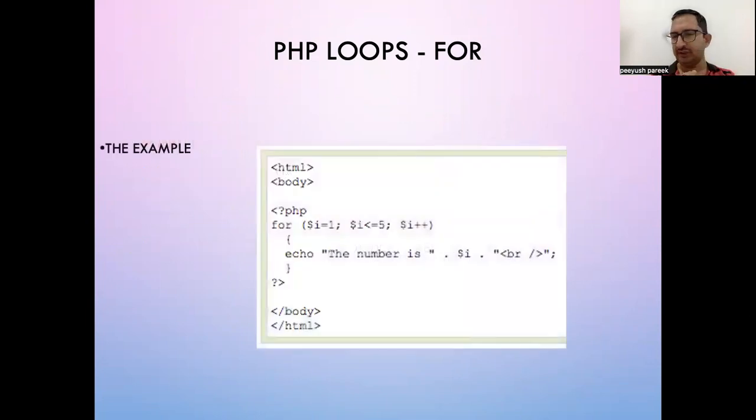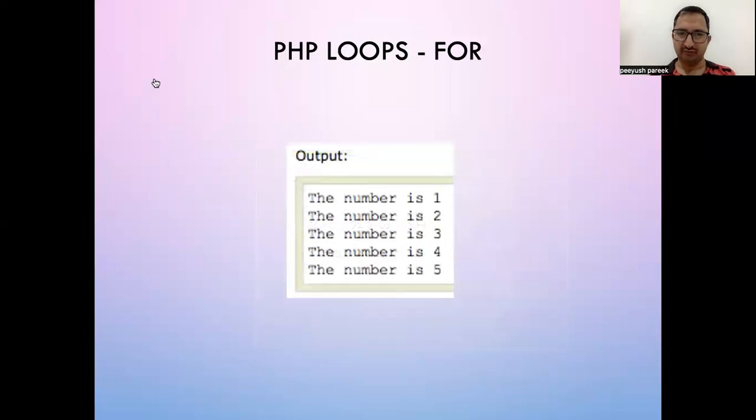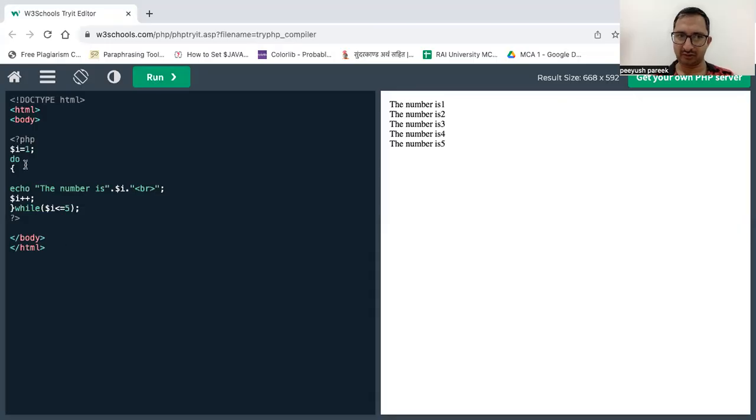See the example. In this example, we have written $i equals 1, $i is less than or equal to 5, and $i plus plus. So first $i is initialized with 1, then the condition is checked that $i should be less than or equal to 5, and then the number is echoed, then the loop will increment $i by 1. That means again it will go to 2, 3, 4, and 5, and the output will be like this. We'll check this on the console also.